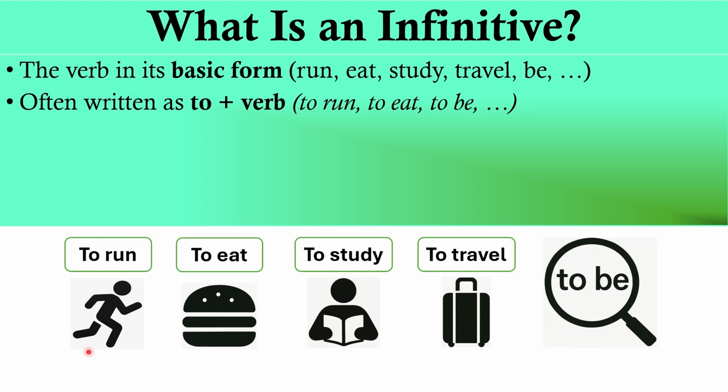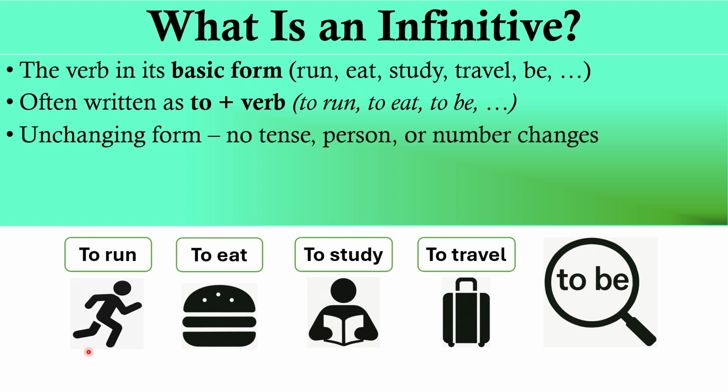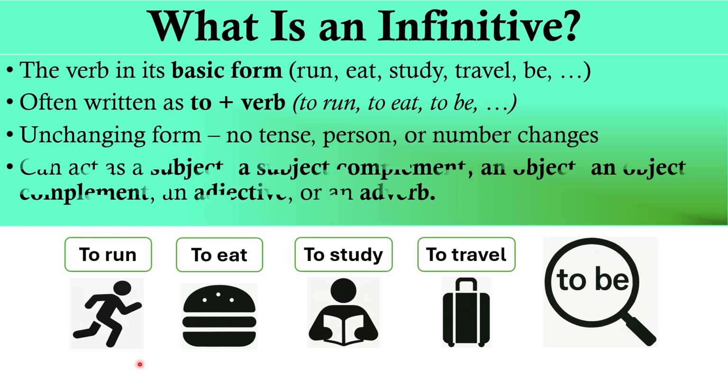One important thing about infinitives is that they are unchanging. Unlike main verbs, they don't change for tense, person, or number. Because of this neutral form, infinitives can work in different ways in a sentence. They can function as a subject, a complement, an adjective, or an adverb.